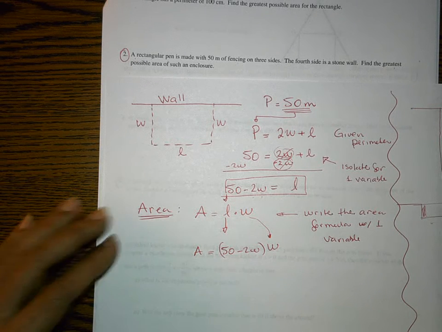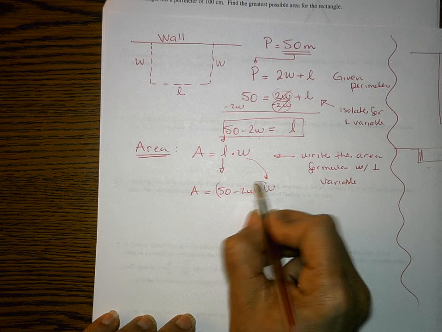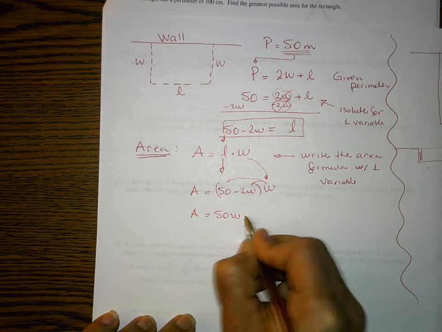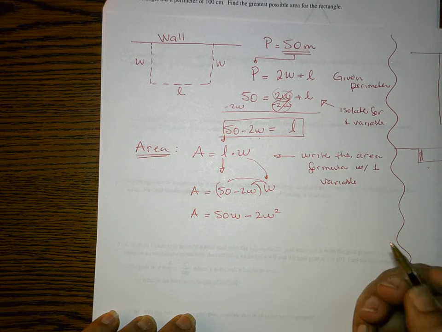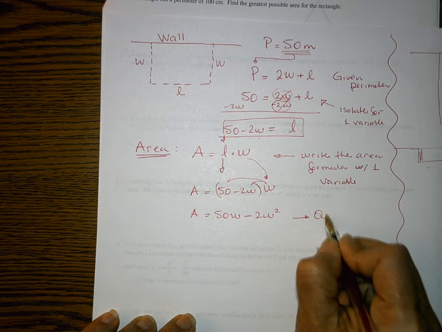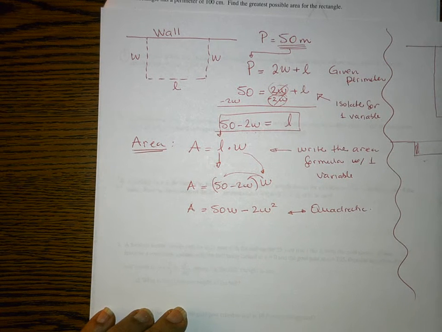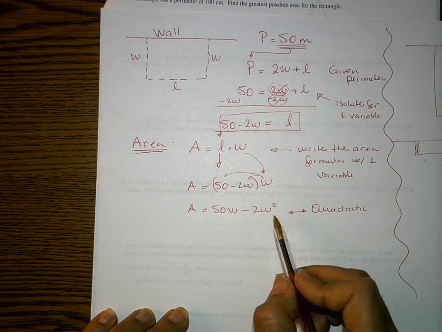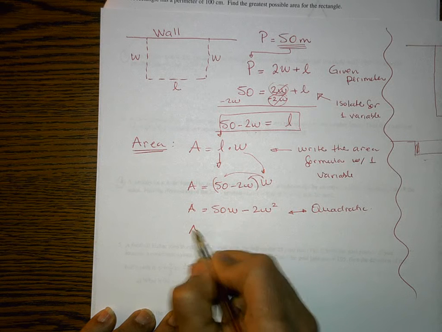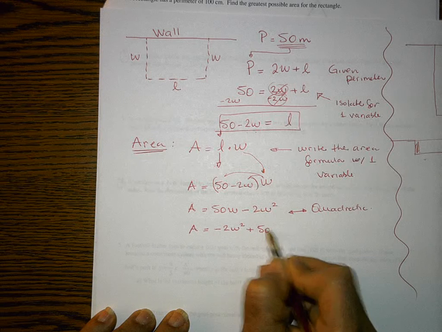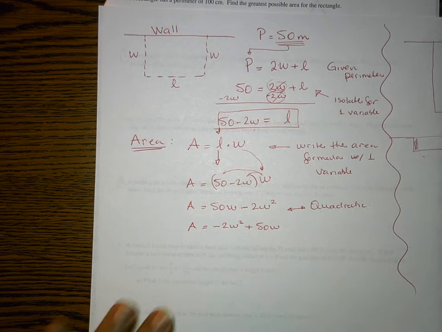The only variable I have is width. All right, so now I'm going to distribute this. The area is going to be 50W minus 2W squared. And now I have a quadratic. Now I created my quadratic right there. I like to rewrite it because in quadratics we always like to see the squared term in front. So here we go: negative 2W squared plus 50W. And that is just the quadratic that I created.